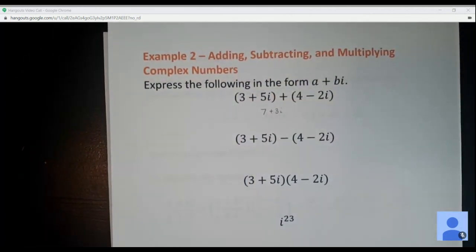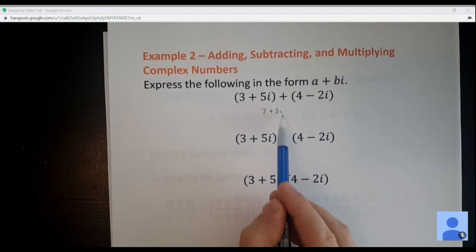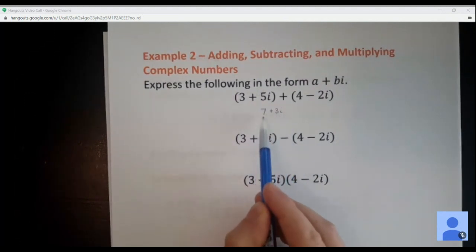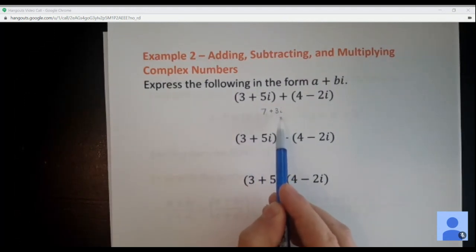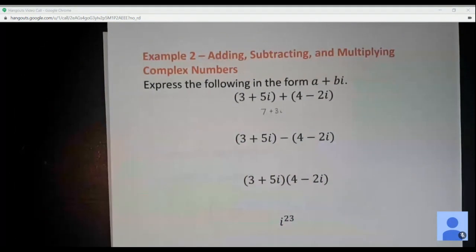Okay, so that's kind of the difference now between just identifying the real and imaginary parts and actually expressing these in the form a plus bi. We actually do want to include that i when we write our answer now. So we have 7 as our real part, and then 3i is the complex imaginary part of that number now. Any questions on that one?